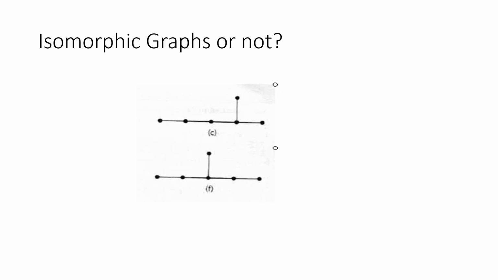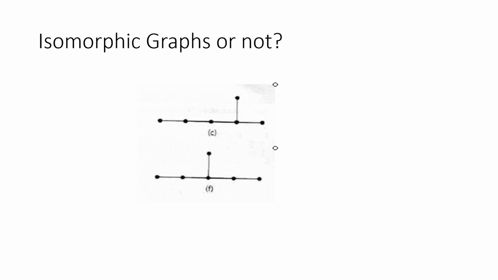Now we have to check whether the graphs C and F are isomorphic or not. Here also, in both the graphs we have an equal number of vertices and an equal number of edges. In both the graphs we have 6 vertices and 5 edges. And we have to check the degree of all the vertices. In both the graphs we have 3 vertices of degree 1, 2 vertices of degree 2 and 1 vertex of degree 3. But even if the first 3 conditions are satisfied, the last condition is not satisfied. That is, the incidence relationship is not preserved.